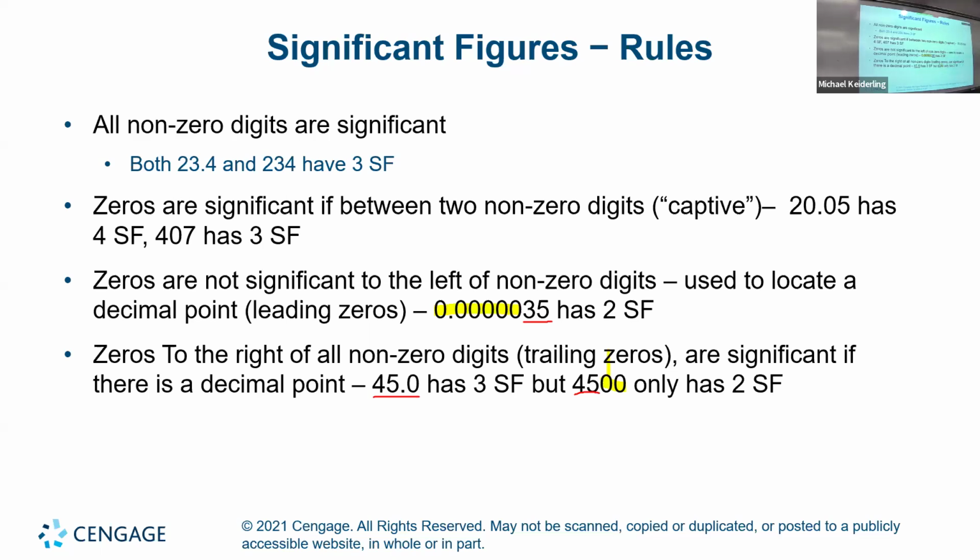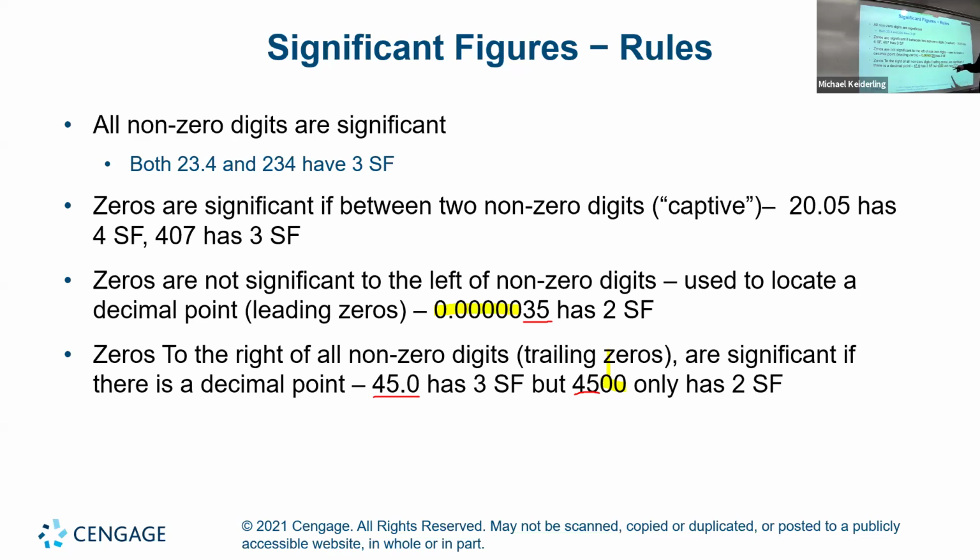Now, zeros on the front, leading zeros, are never significant. Because the only purpose of leading zeros is to just tell you where the decimal point is. So 0.000035 only has 2 significant figures. Because again, zeros on the front never count.